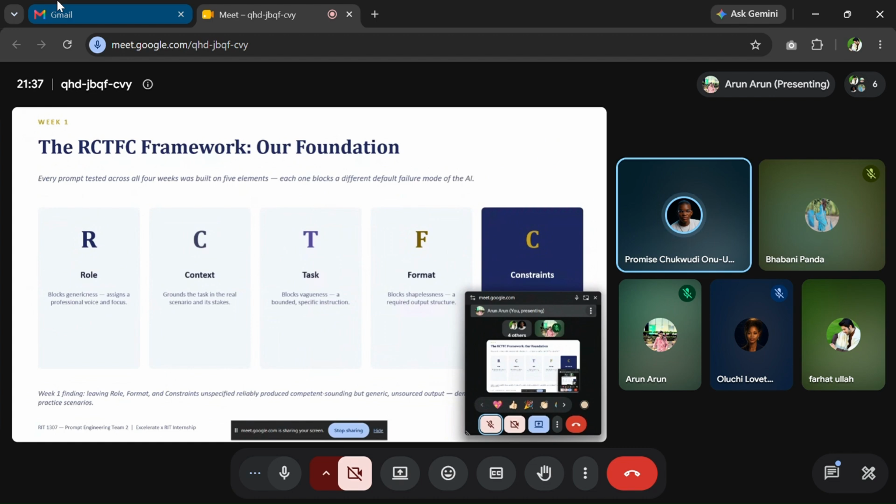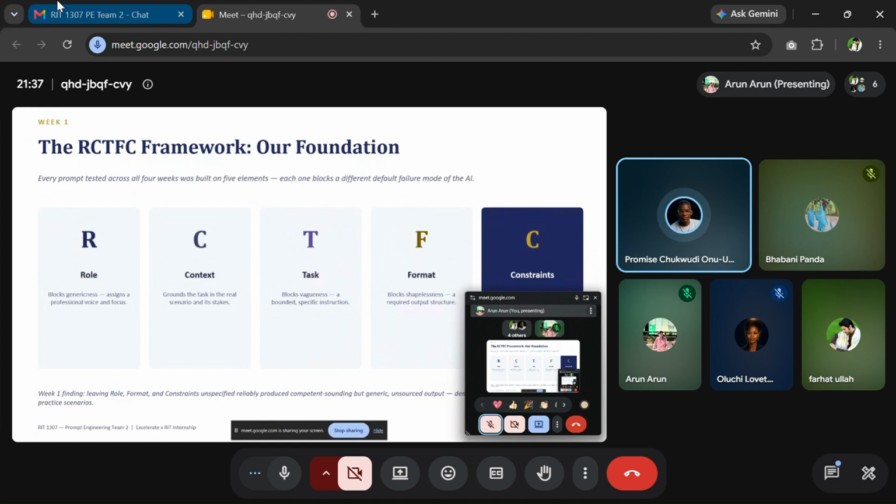In the framework, we use the RCTF framework, which was our foundation for building a very good design prompt. R stands for the role, C for the context, T for task, F for the format, and C for constraint. In the role, we give the AI a particular role which it will use to design a project. Then in the context, we tell it the kind of scenario or event. And then the task is the specific task the AI will adopt, then the format, and then the constraint.